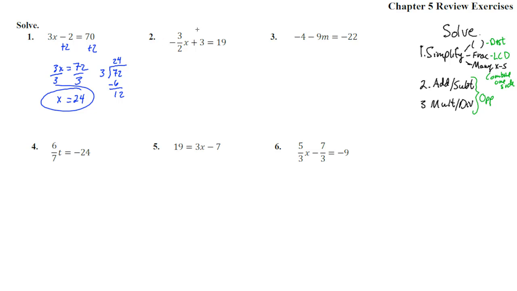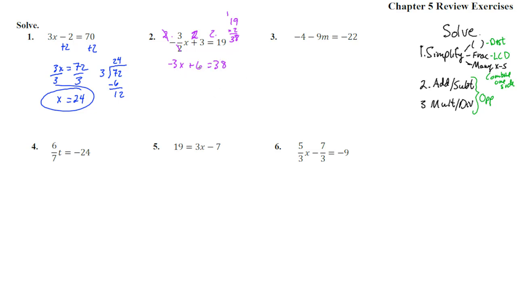Number 2. Do we have any parentheses? No. Do we have any fractions? We do have a fraction. The least common denominator is a 2, so if we use our magic wand and times everything by this least common denominator of 2, here we get negative 3x. Here we get a plus 6 equals 2 times 19. 19 times 2. 2 times 9 is 18, carry the 1, 3. 38. Oh, good. Now we've got that.